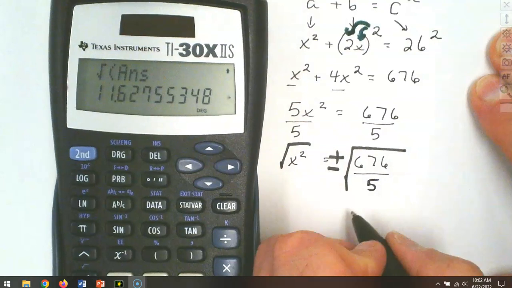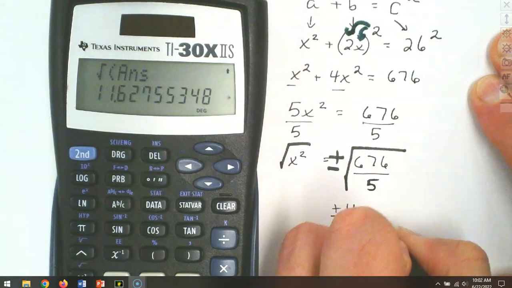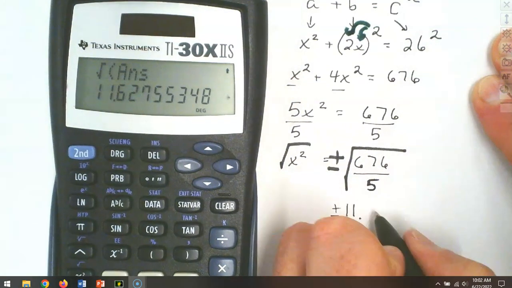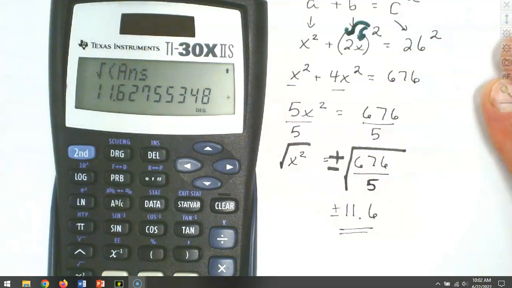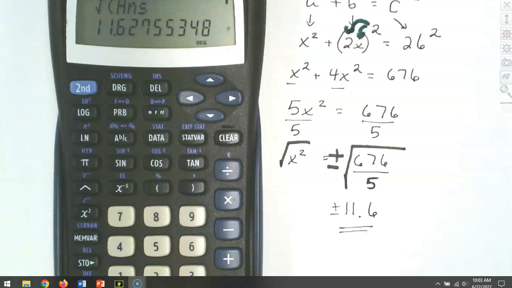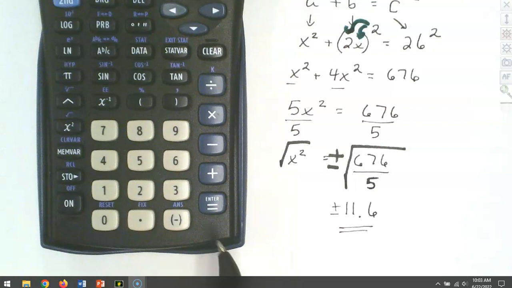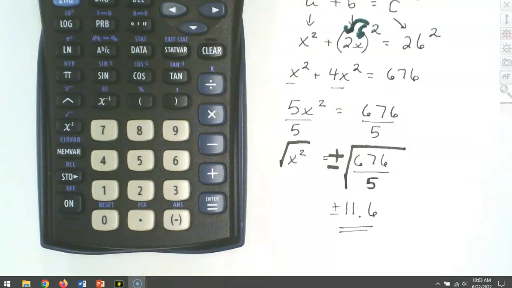And that comes out to then be 11 point, if we round, 6. Want that to the nearest tenth. Now, you could have just written the number down and then taken the square root of it too. Either way, you're going to get the same result. But most calculators do have a built-in answer. And it's down here. And that just keeps what you've already got stored in your calculator. So you don't have to write it down constantly.